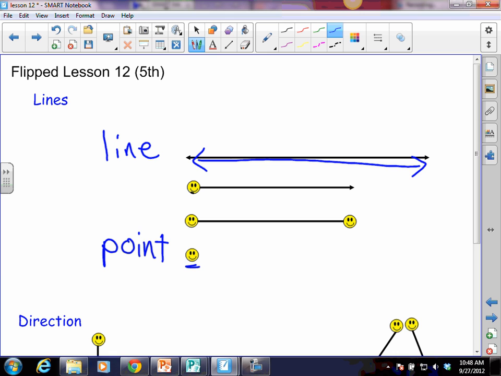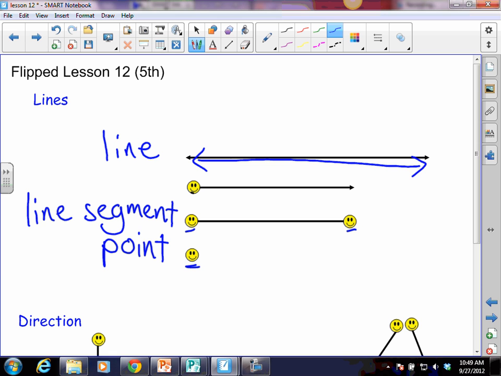So we have our explanation of a line. Now of course we have two other figures that we need to explain. And so what happens when a line does come to an end? It has two endpoints, like here and here. Now we call this a line segment. And we have that simple idea.